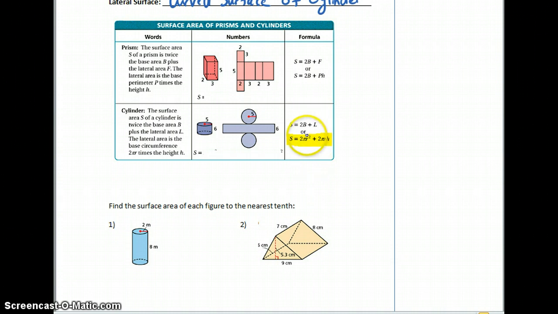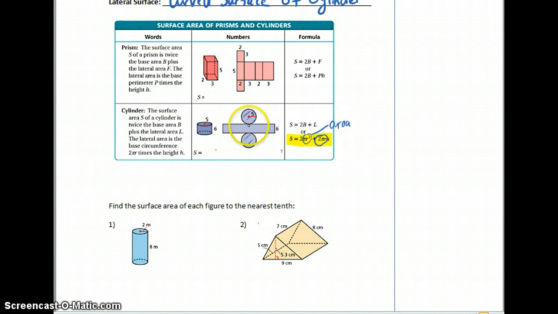Within the formula, there are a few things you might notice. First off, this pi r squared. Pi r squared is the area of a circle. So what we're doing is finding the area of the top, and since the top and the bottom are the same, we're just going to multiply that area by 2 to get the area of this and this. Now if we look at the other one, this 2 pi r times h.